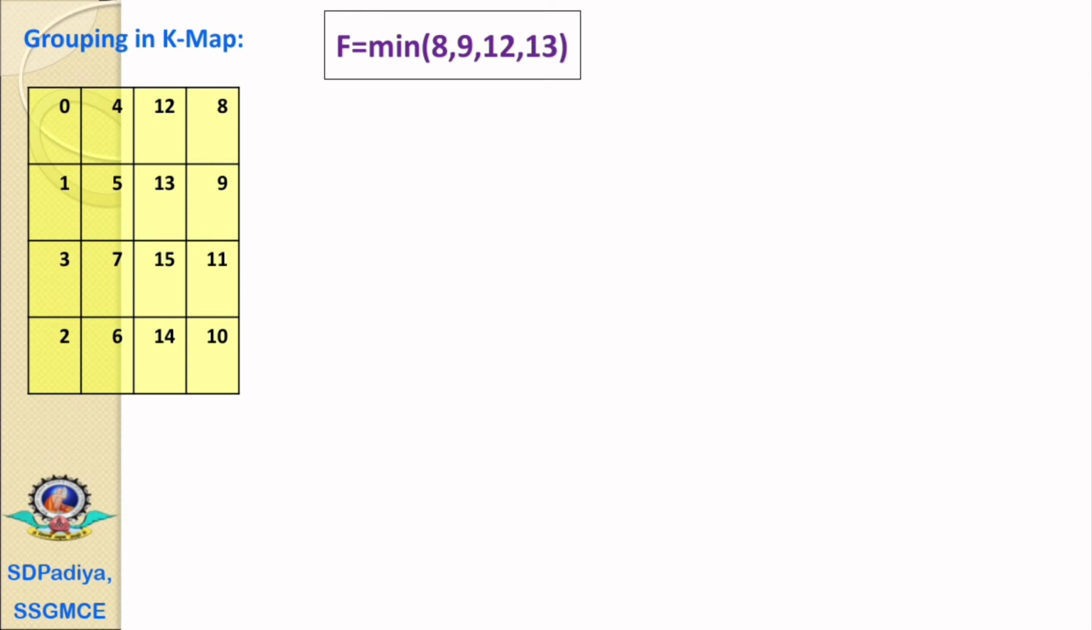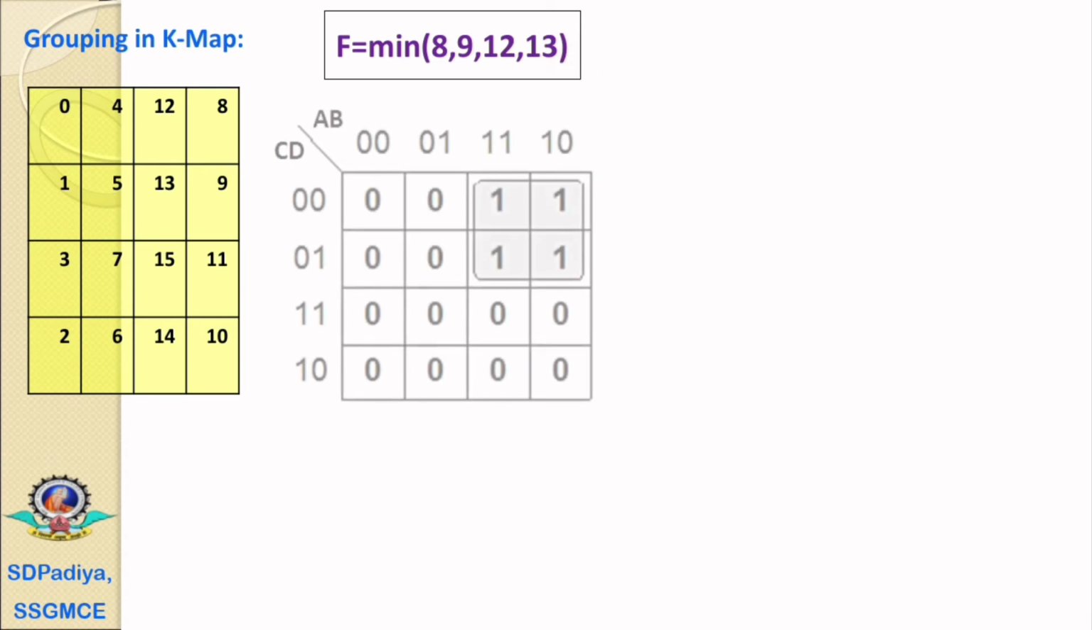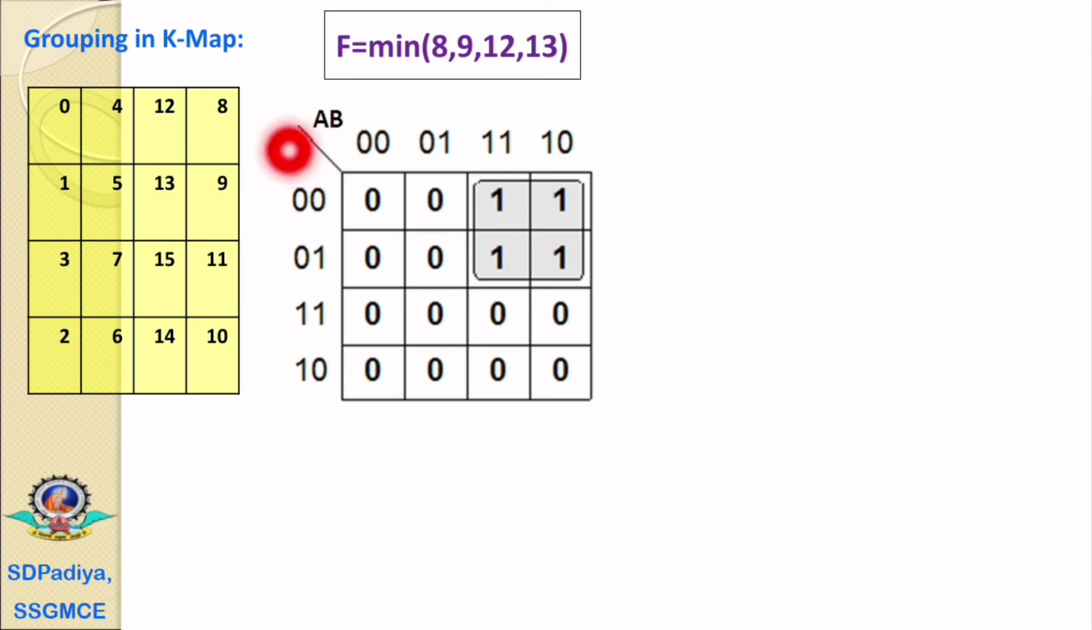Now in the next example, the function is with the 4 min terms, that is 8, 9, 12, 13. We have constructed a truth table of the 16 cells. Now by referring to this, the cells of the designation 8, 9, 12 and 13 understand to form a group of these 4 cells. Now, how to find out the simplified expression?